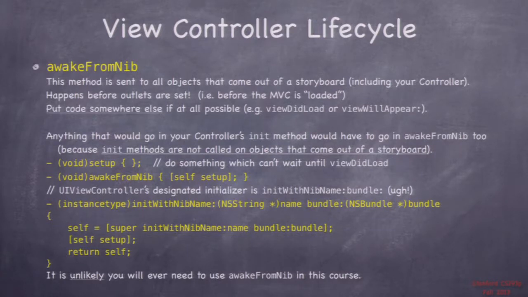But the designated initializer for UIViewController is initWithNibName:bundle:, okay? Again, historical reasons here with old nib files. And so to be correct, we usually like to call whatever we're going to call from awakeFromNib also in that init method. And so you use this little template where you have some method called setup or something. awakeFromNib calls that, and then initWithNibName says self = super initWithNibName:bundle:, because that's the designated initializer. Self setup, return self.